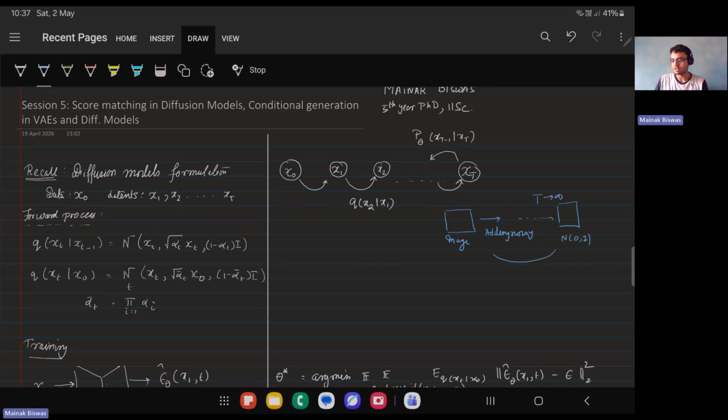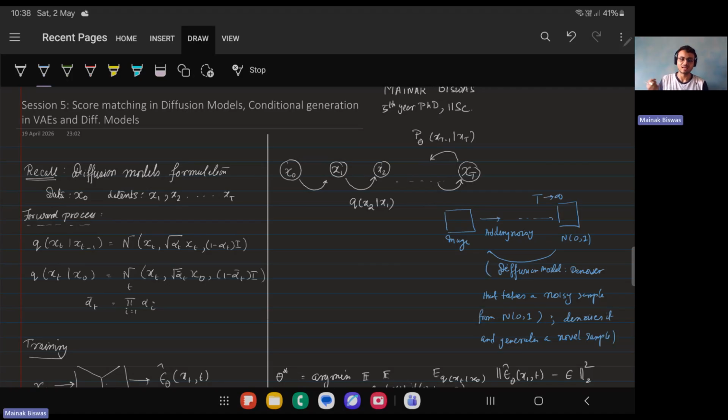And the diffusion model is essentially a denoiser. The model is a denoiser that takes a noisy sample from normal 0, 1, denoises it, and generates a novel sample. Right? So this is what a diffusion model does.